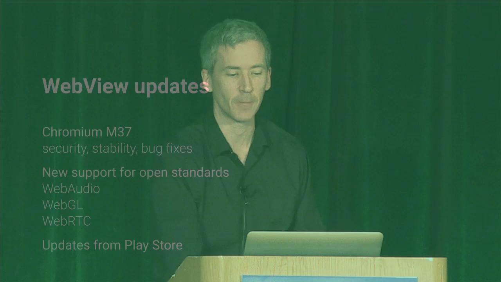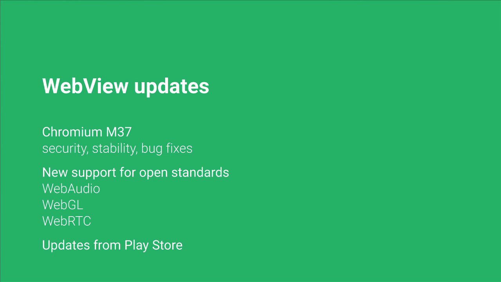There were recently web view updates going up to M37, important web standards like web audio, WebGL, and WebRTC. And something else that was announced recently is the ability to update from the Play Store, which means that you could potentially get updates to web view capabilities outside of regular platform updates. So before, we would update WebView whenever we would update to, let's say, the L release, but that was all. So now you can get things out of band updated. No announcements on specific capabilities that'll be updated or when those will happen, but the ability exists to do that at least.